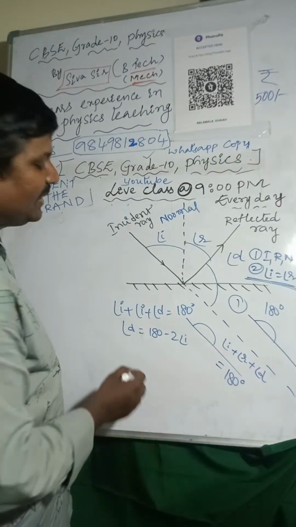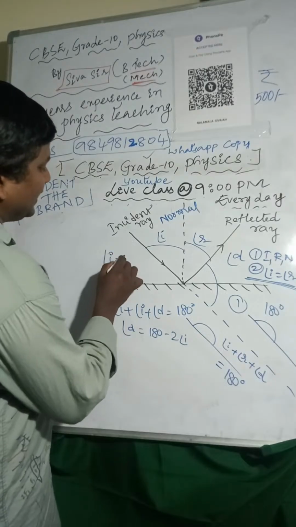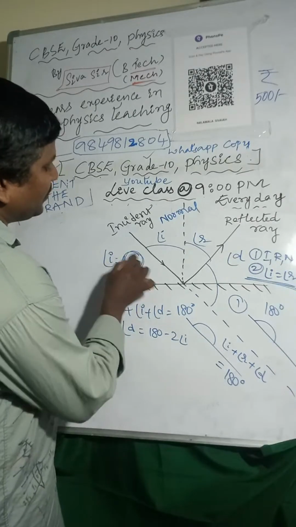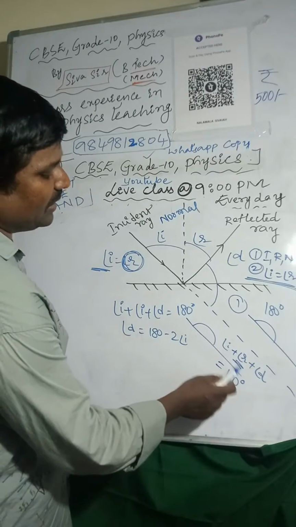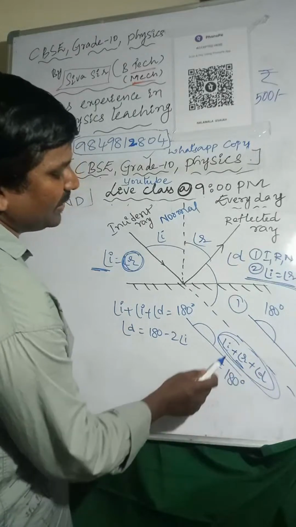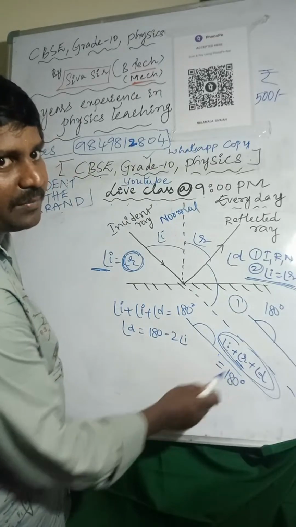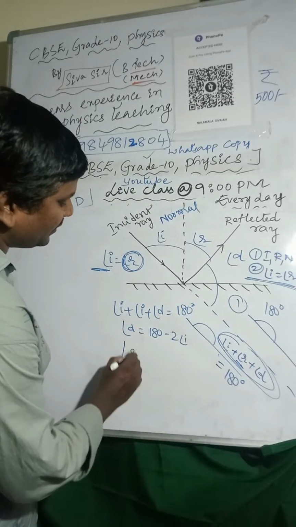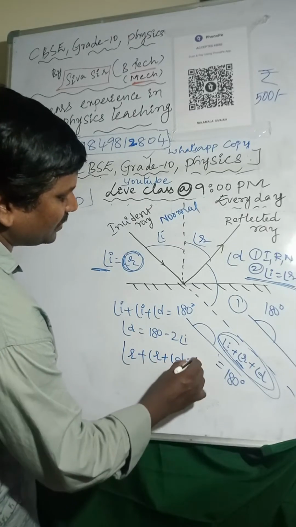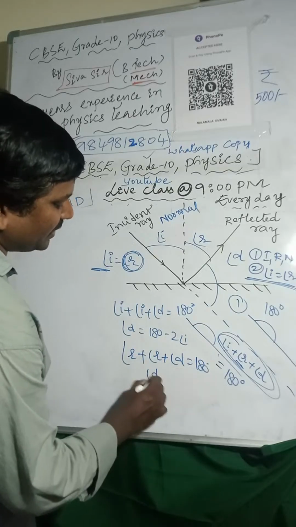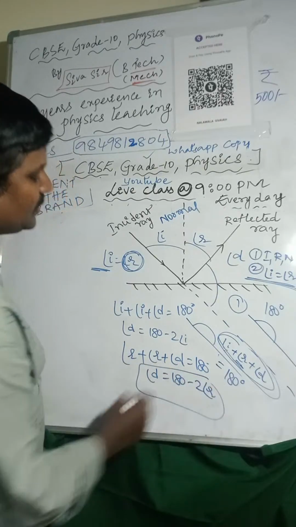So now I am considering here, instead of angle of incidence, I can take angle of reflection. And instead of angle of reflection, I can consider angle of incidence also. From this formula, you can see instead of angle of incidence, I am writing angle of reflection. So angle of reflection plus angle of reflection plus angle of deviation equal to 180 degrees. Then angle of deviation equal to 180 minus 2 angle of reflection.